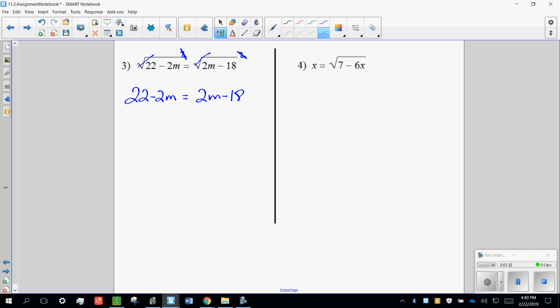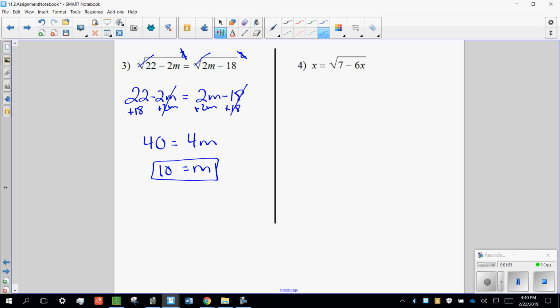So now let's get all the m's on one side and all the constants on the other side. 22 plus 18 is 40. We'll add 2m to both sides. And we get 4m equals 40, which means that m equals 10.